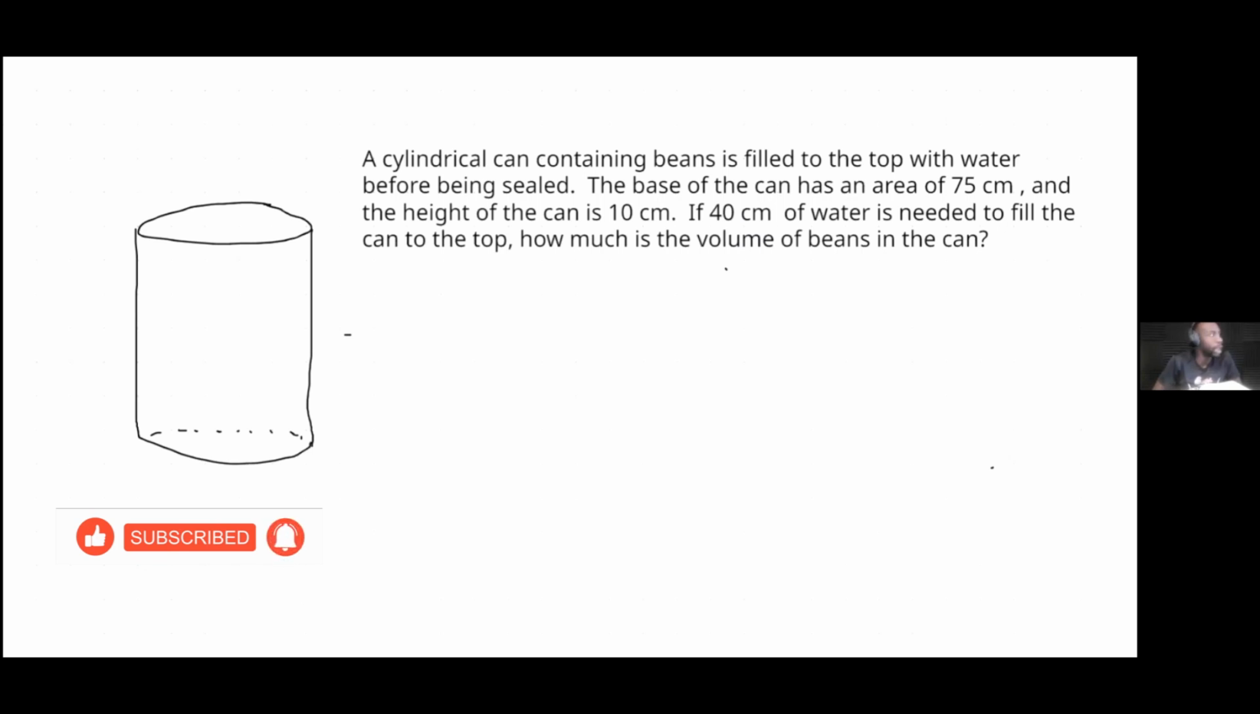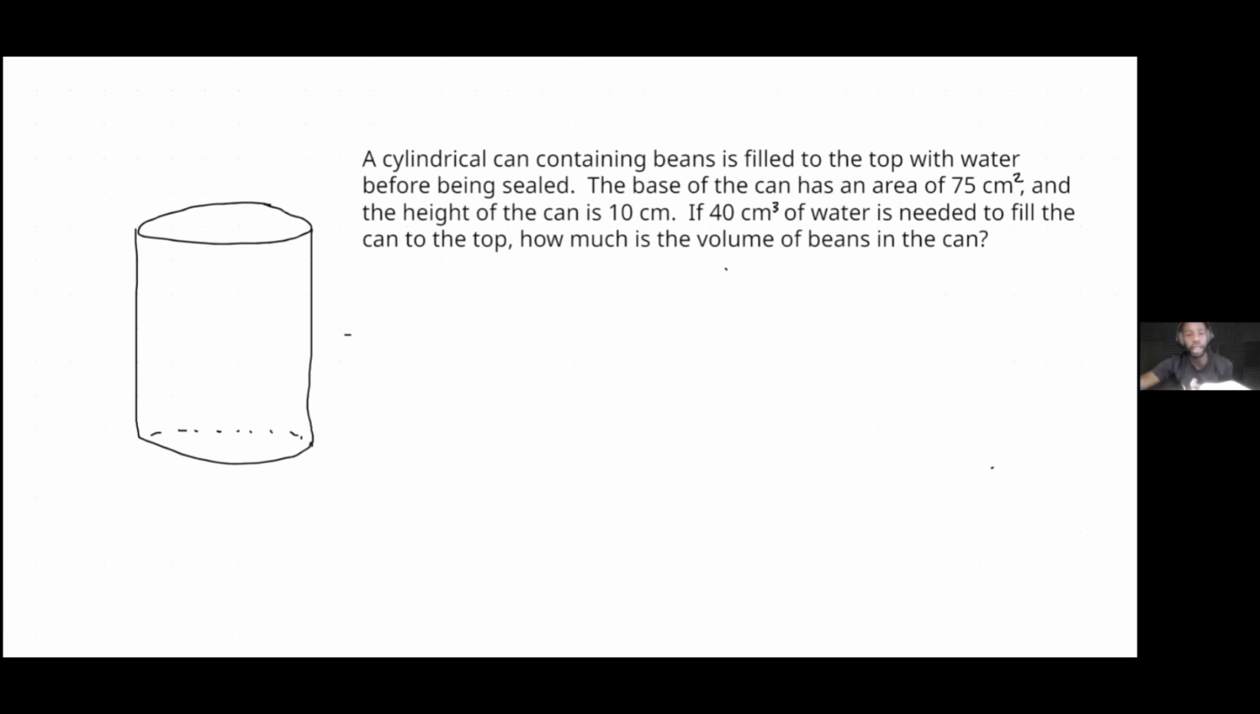This is a problem that I adapted from a real SAT problem, so it's not quite the same, but it's similar. Now, it reads as follows. A cylindrical can containing beans is filled to the top with water before being sealed. The base of the can has an area of 75 square centimeters. I'm sorry, I need to write some of these values in here because I couldn't type them. So it's 75 centimeters squared, and the height of the can is 10 centimeters. If 40 cubic centimeters of water is needed to fill the can to the top, how much is the volume of beans in the can?